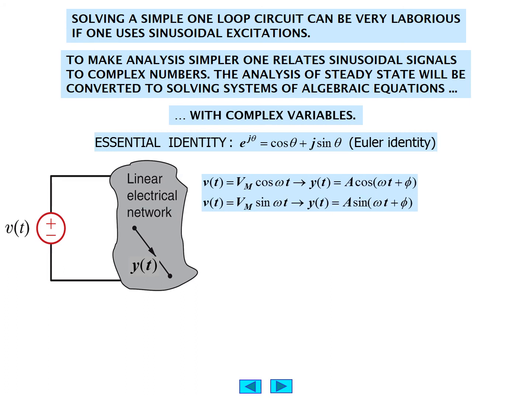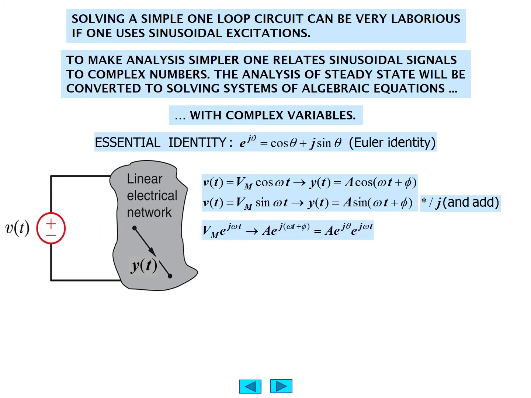So, v of t is equal to v sub m cosine omega t, can be written as forcing some particular function. Y of t is equal to a cosine omega t plus phi. And if v of t is equal to v sub m sine omega t in this linear electrical network, producing some response y of t, that would be a sine omega t plus phi. The cosine and sine representations will not change, but what will change, of course, is the phase angle phi that results.